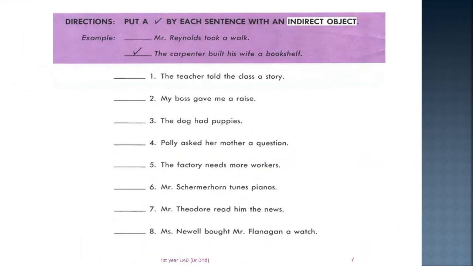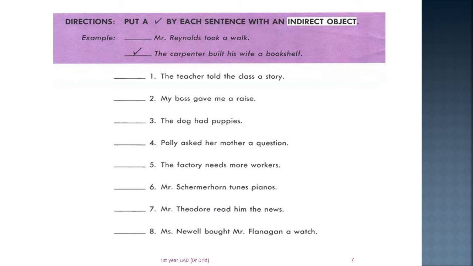Another exercise here is on the indirect object. Now let's test whether you are able to see whether there is an indirect object in the sentence or not. You read the following sentences, and if you find that the sentence contains an indirect object, you put a tick. If not, you don't put the tick. An example is done for you.